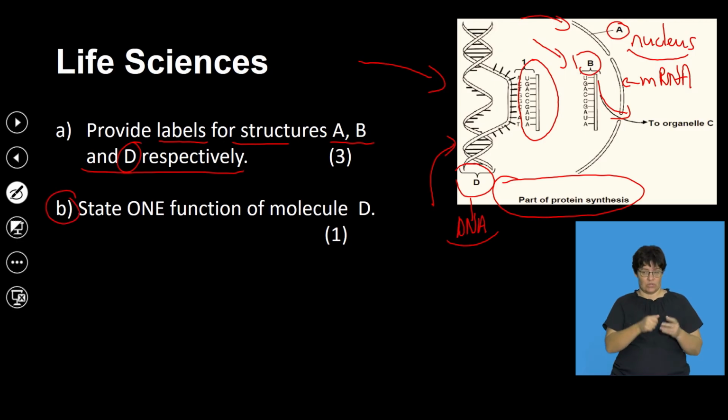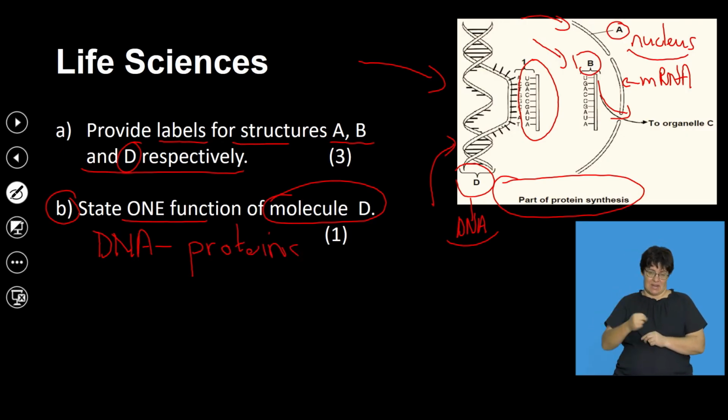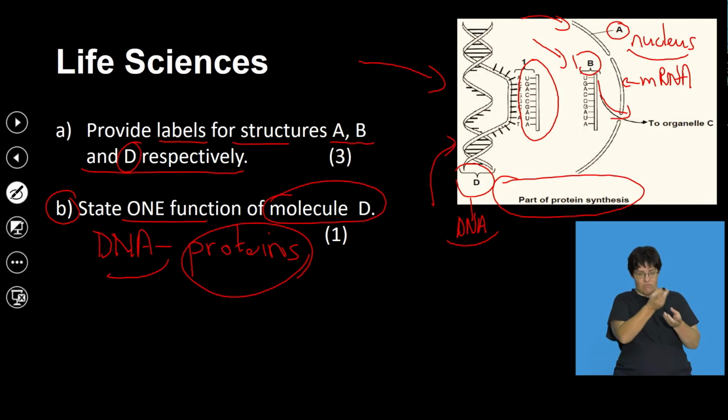The next question: state one function of molecule D. Now guys, if you go back to DNA and what we're currently looking at, DNA codes for life, and if we try and unpack that further, what do we mean by that? It codes for genetic information, and that is often for the production of proteins. Proteins are produced because we get that information from DNA, and that is due to the expression of the characteristics of the cell. Interesting question.